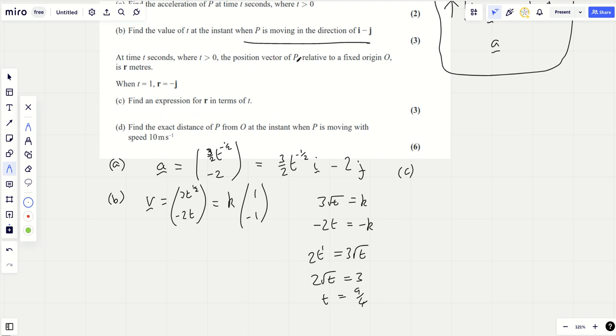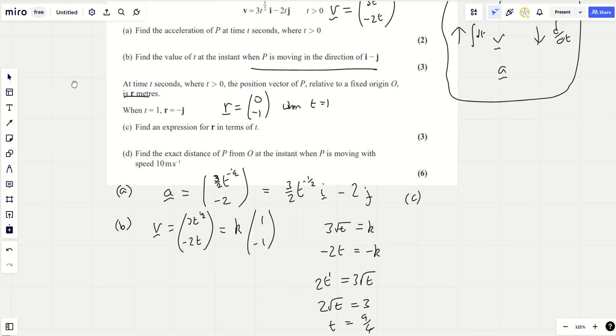Part C. At time t seconds, position vector of p relative to a fixed origin is r metres. When t equals 1, r equals minus j. I don't like the way that looks. Once again, a lot of the confusion comes from using i and j notation. r is 0, minus 1. In other words, at the point (0, minus 1) when t equals 1.